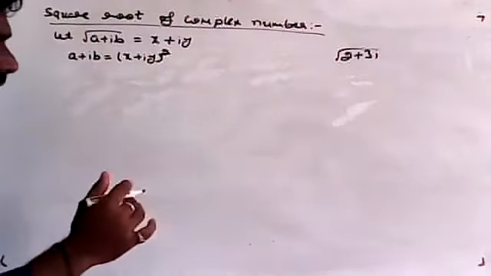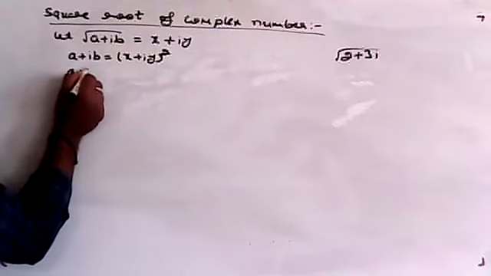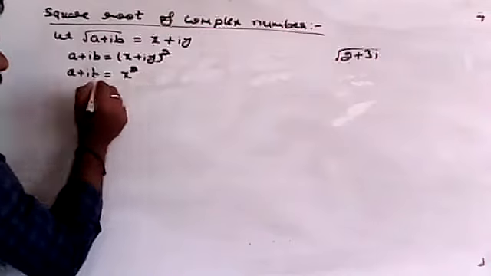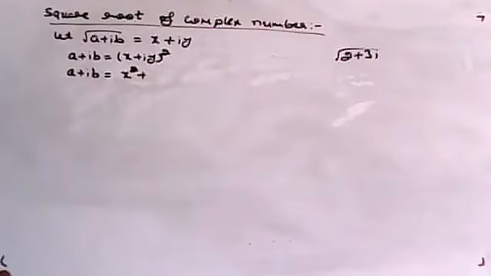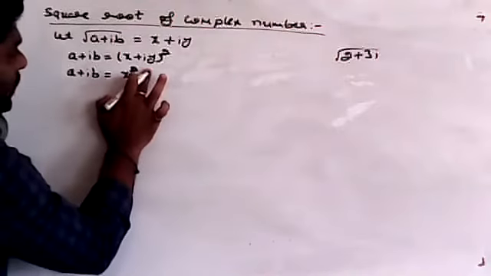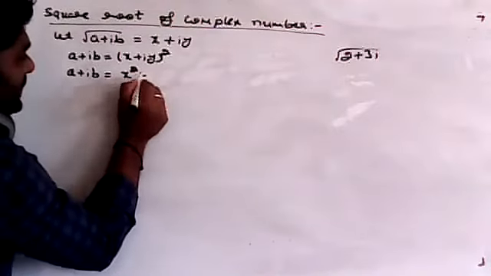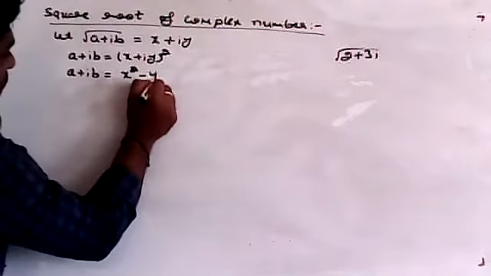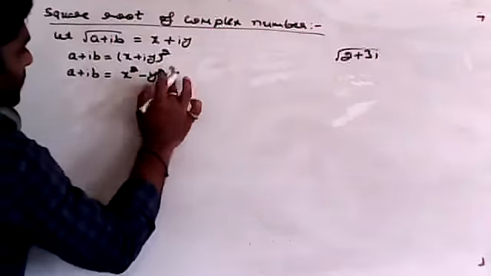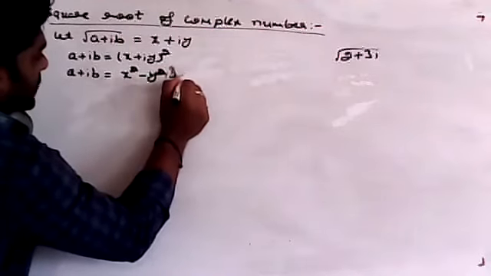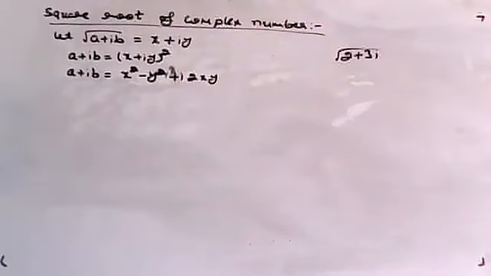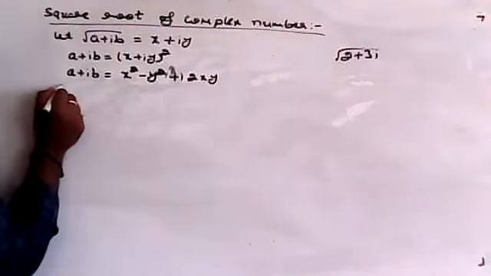Correct? Then expand that one. So what do we get? a plus ib is equal to, applying the a plus b the whole square formula, x square plus iy the whole square. As we know, i square is nothing but minus 1. So we write x square minus y square plus 2x iy, and I'll write this side 2xy. Correct?